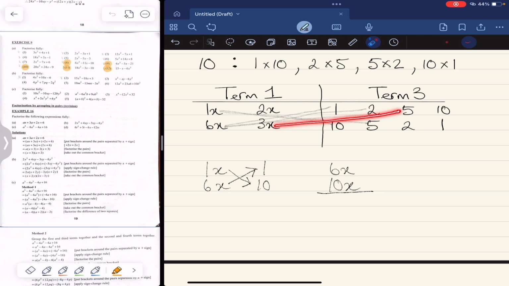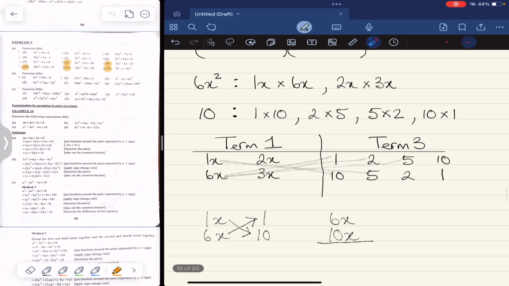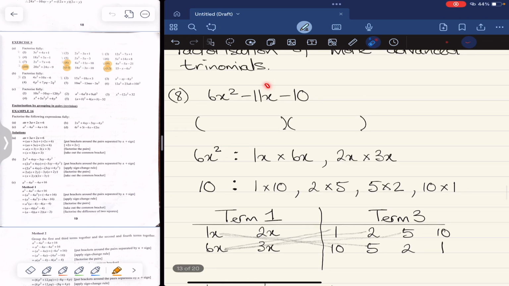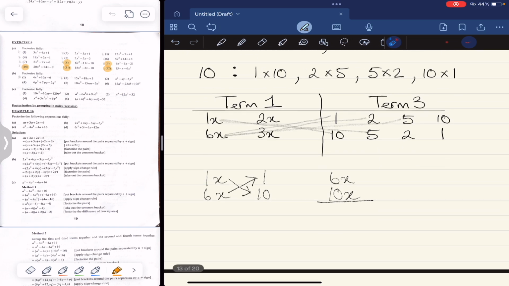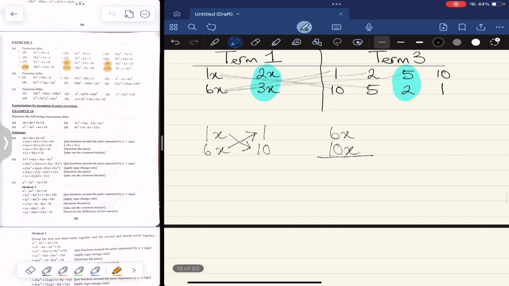What about 3x and 5? That gives me 15x, and this gives me 4x. Now there it seems like something's going to work, because the combination of 15 and 4 we can somehow add to get to negative 11. So let us then look at taking this column and that column, and let's work with that quickly. Let's see what happens if we multiply that together.